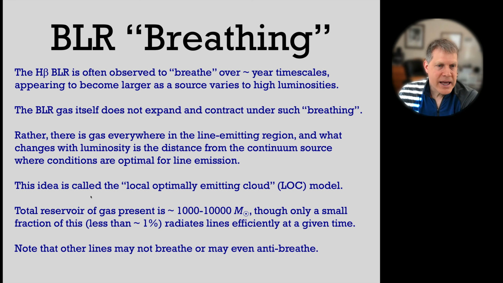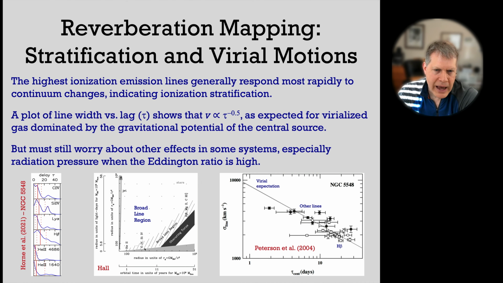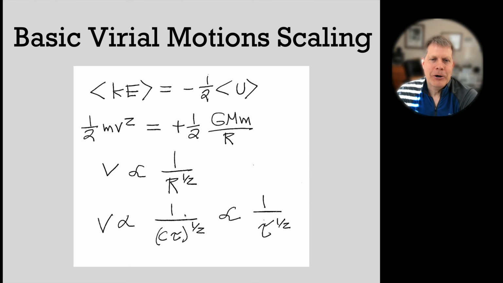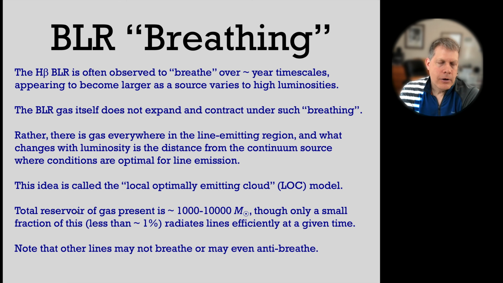Now, what this then implies is the total reservoir of gas in this line emitting region is actually much larger than the gas that is actually producing a given line. Okay, and in fact, one can infer that the total reservoir of gas present is broadly something like 1,000 to 10,000 solar masses worth of gas, although only a small fraction of this gas, perhaps less than 1% for many lines, is actually radiating line emission efficiently at any given time.